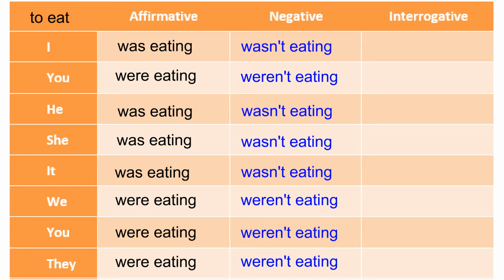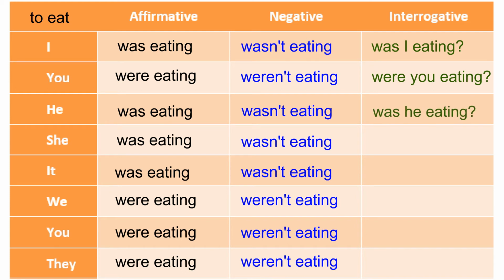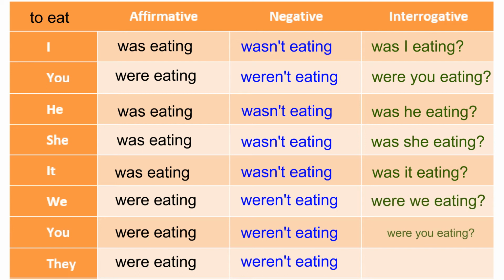In question form, just we invert the auxiliary with the subject and we add ing to the verb. So in first pronoun we say, was I eating? Were you eating? Was he, she, it eating? Were we, you, and they eating?